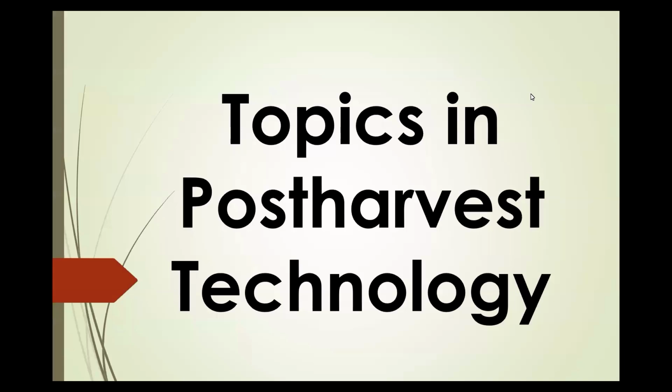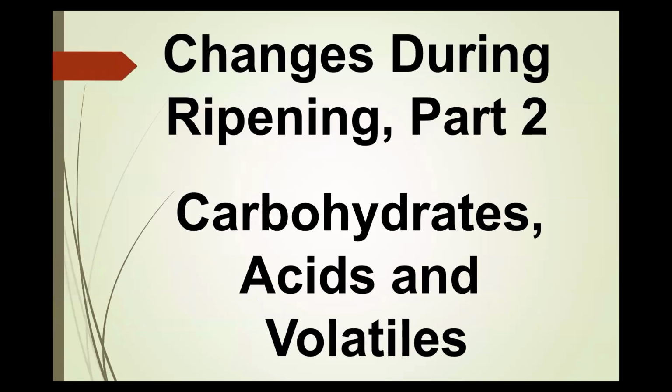Topics in Post-Harvest Technology. Changes during ripening, Part 2. Carbohydrates, acids, and volatiles.